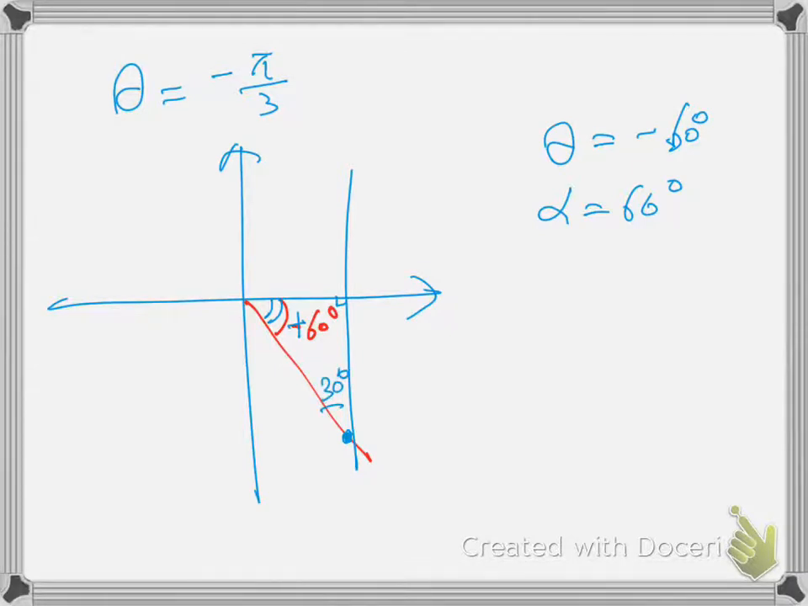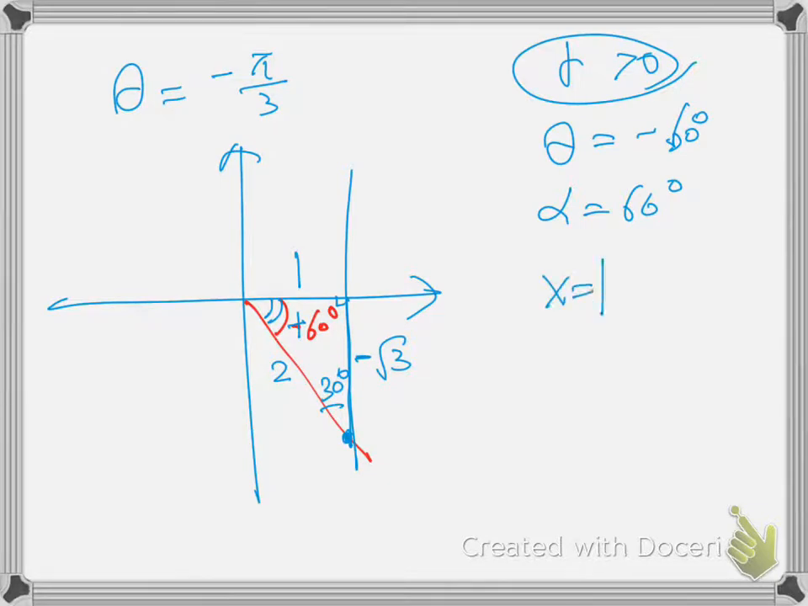So opposite here is 1, here is negative radical 3. The y is negative radical 3, not positive, because it's going down radical 3. R is 2. R is always positive. So x is 1, y is negative radical 3, R is 2. And then we can use these results to write down the trig values.